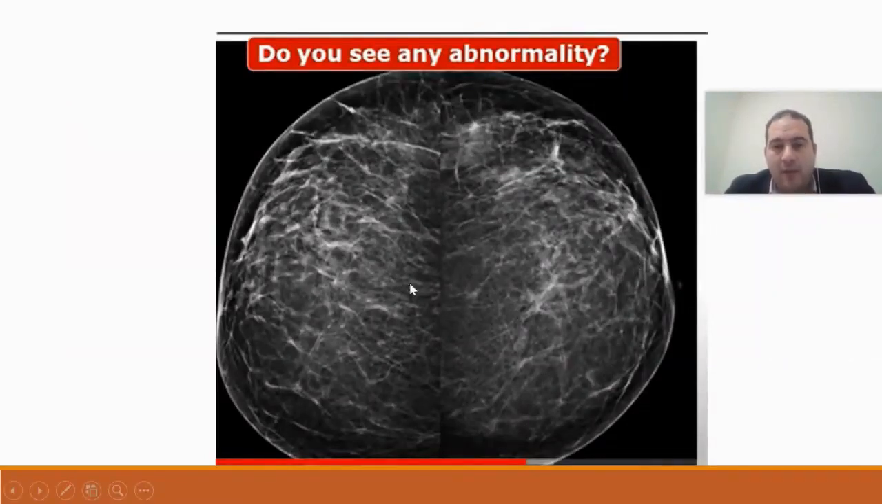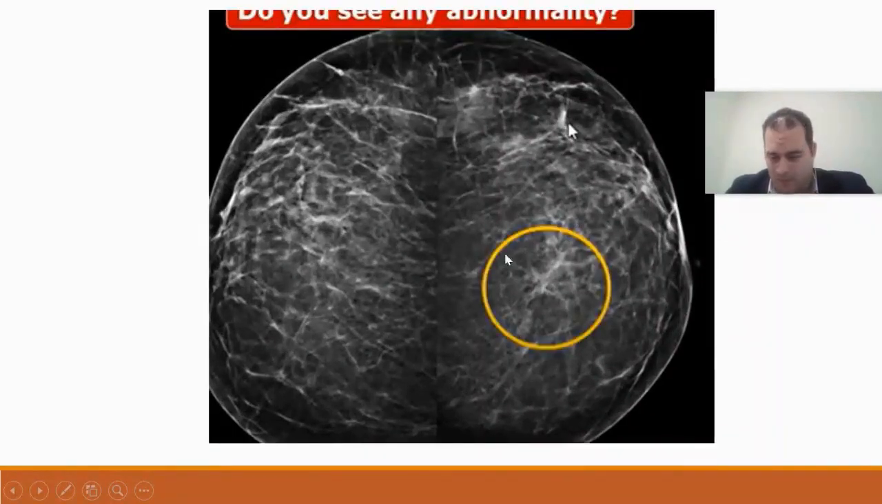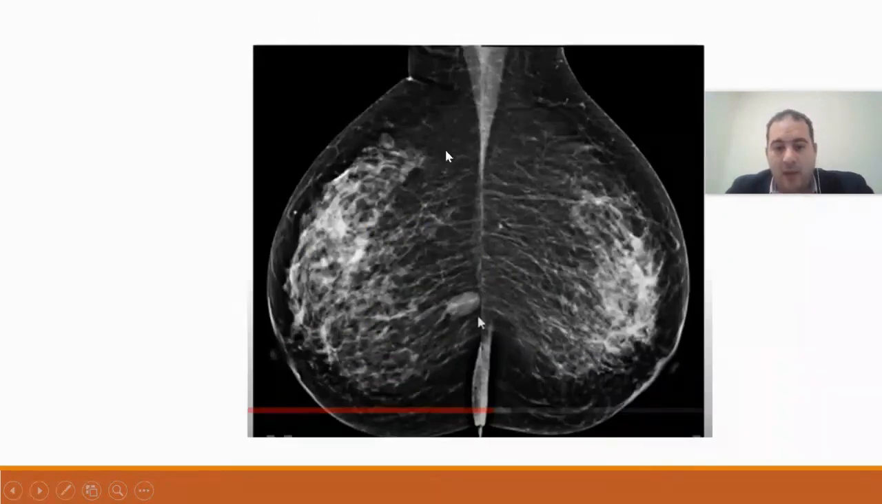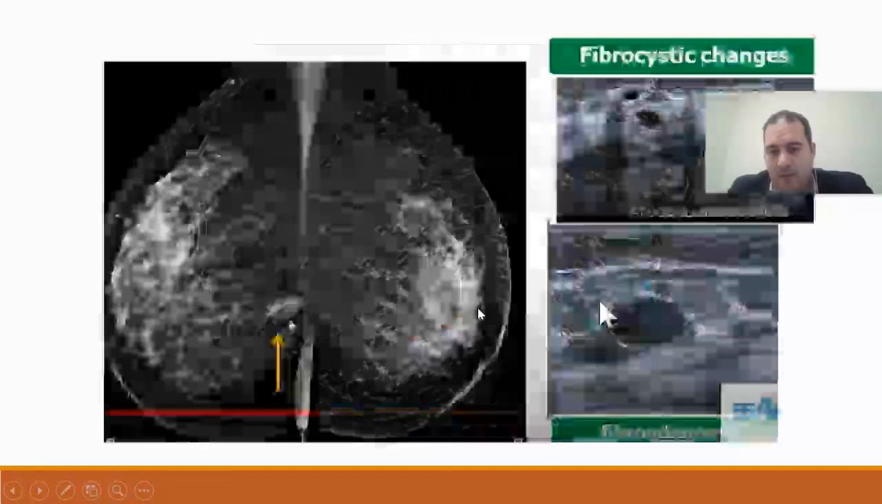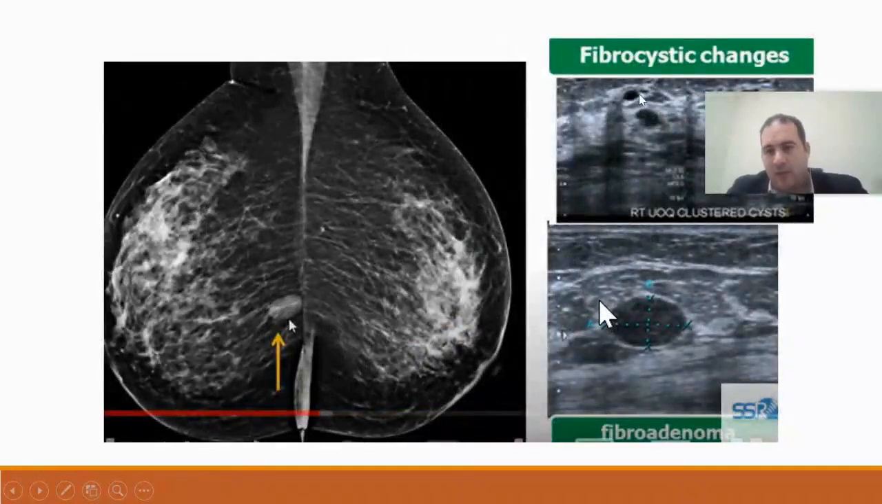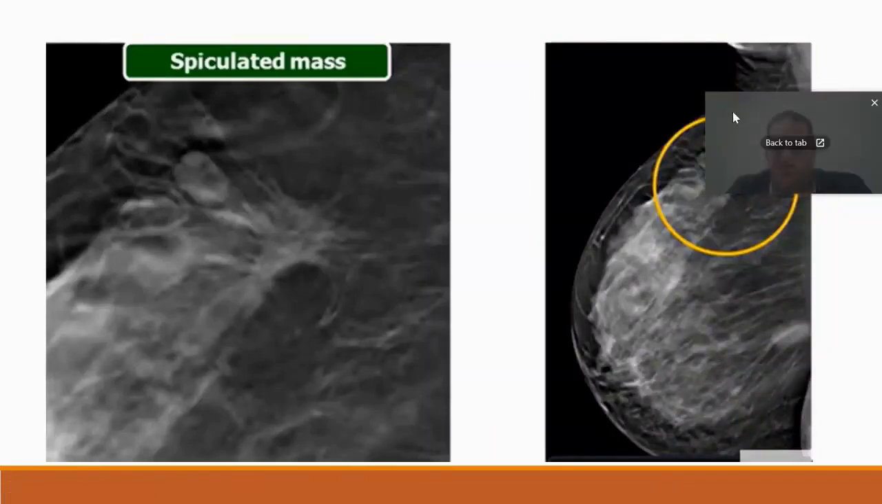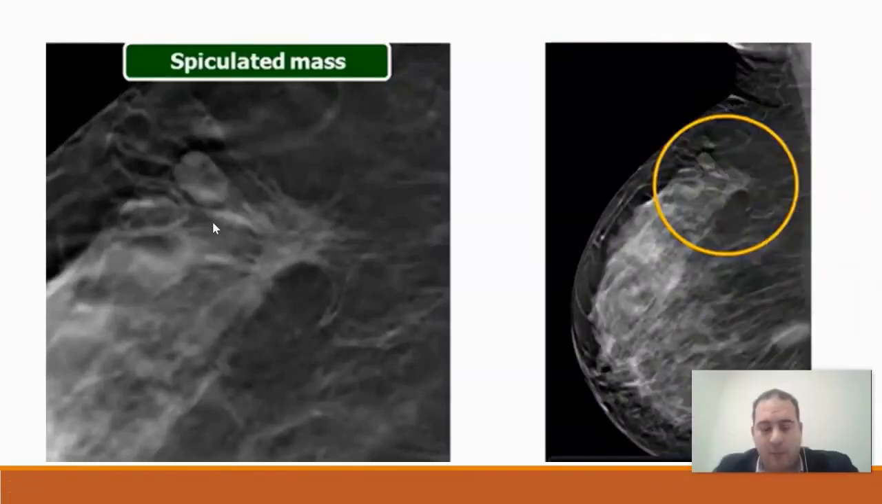For example, in a case like this, where there are no abnormalities, you might expect a specific problem with tomosynthesis to show as a spiculated mass. Here, for example, you could say that there is a lesion or problem, while this might be considered fibrocystic changes or fibroadenoma as seen with ultrasound. Meanwhile, if there is a lesion present, tomosynthesis shows it better and indicates that it is a spiculated mass.